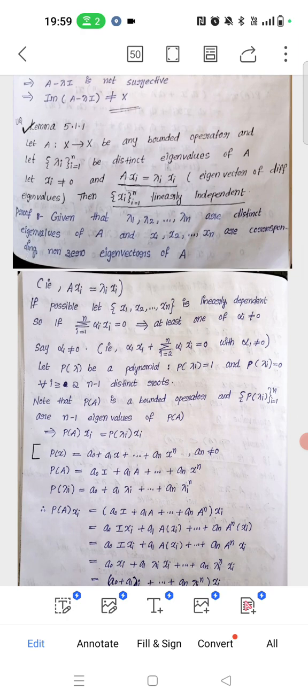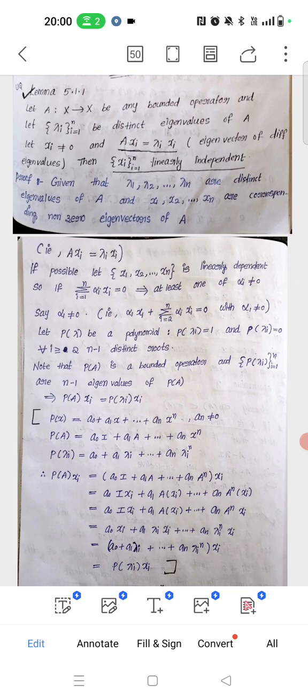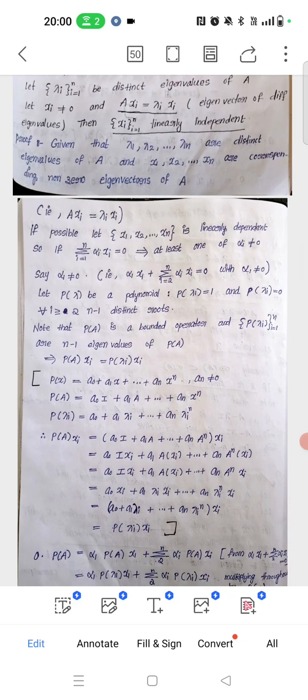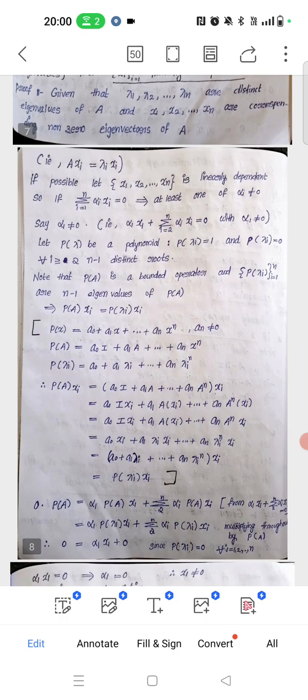So we are going to prove that distinct eigenvalues provide linearly independent eigenvectors. We consider a finite number of distinct eigenvalues of a bounded linear operator A, and x1, x2, etc. are the corresponding eigenvectors of A. That means A xi equals lambda i xi. We need to prove that they are linearly independent. If possible, suppose it is linearly dependent. That means the summation from i equals 1 to n of alpha i xi is equal to 0, with at least one alpha i not equal to 0, by the definition of linear dependency.